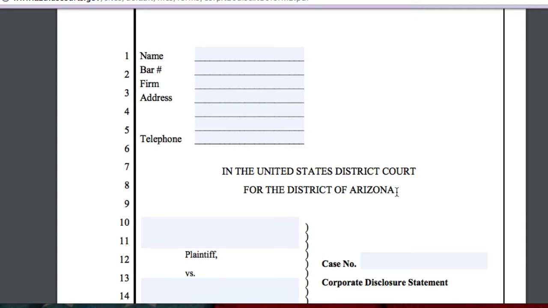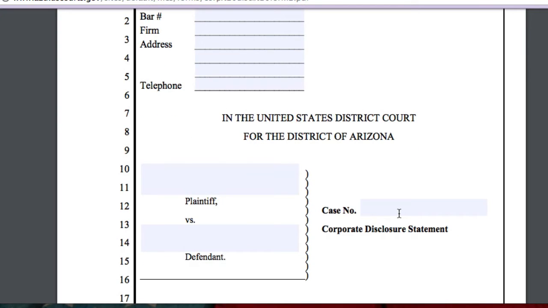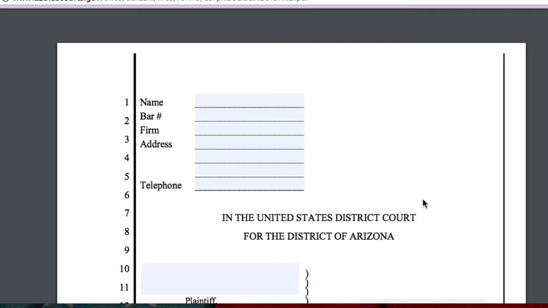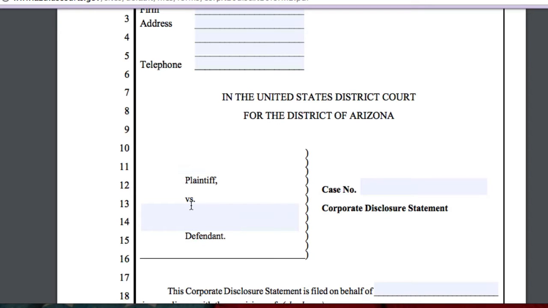When you're a corporation and you're filing a lawsuit or you're answering a complaint or you're making your appearance in a federal court case like a copyright infringement or trademark infringement case, you need to fill out this corporate disclosure statement. Now, this can be on a pleading paper, but Arizona has it real nice here. It's all filled out. Just put your name, your bar number, your firm, put all that in there, the plaintiff, who's the defendant, the case number.